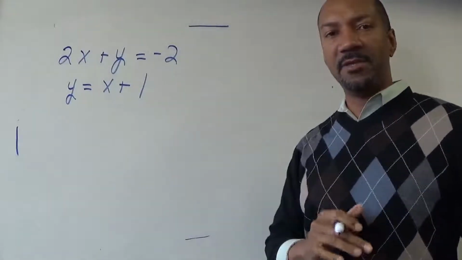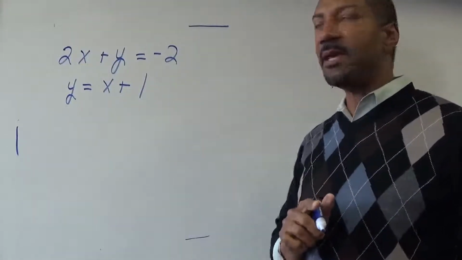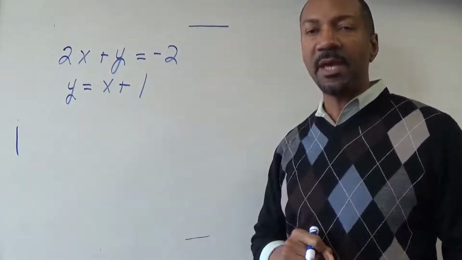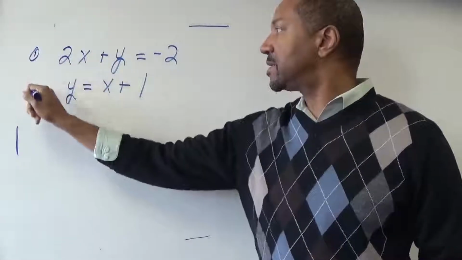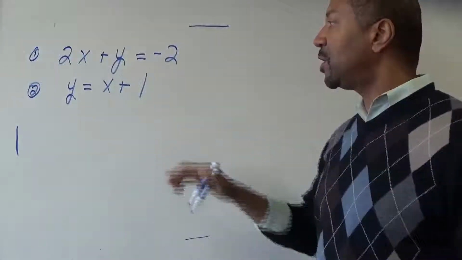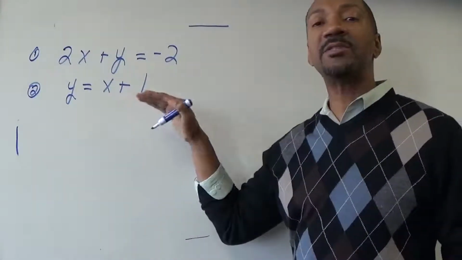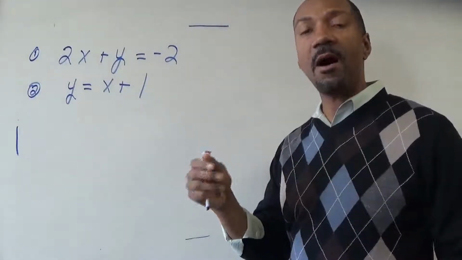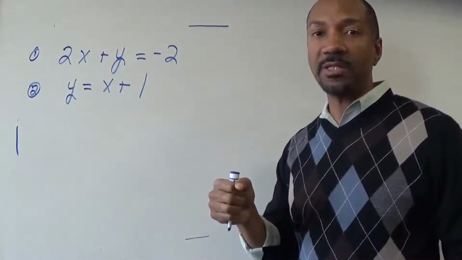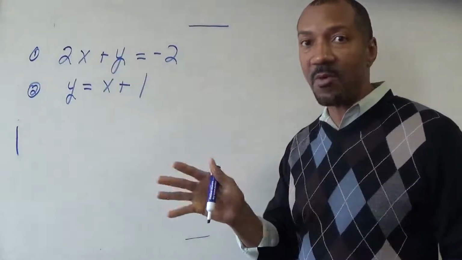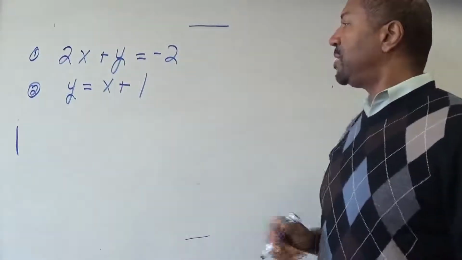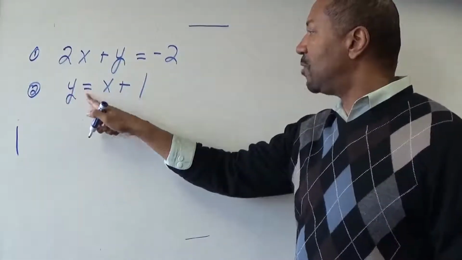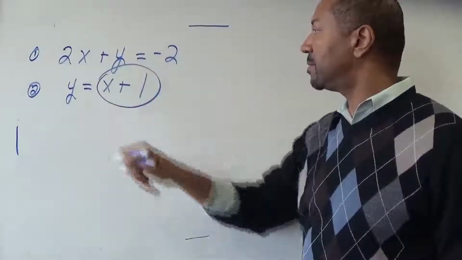Substitution looks like this. Your first step needs to be to solve one of the equations for a variable. Notice, in the second equation that I have here, your second equation is already solved for y. So that's good news for you. So that's step one. Always make sure you have one equation solved for either variable, x or y. So since this equation is already solved for y, y is equal to x plus 1.